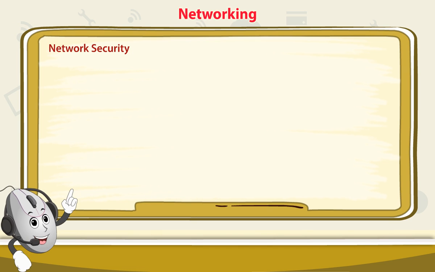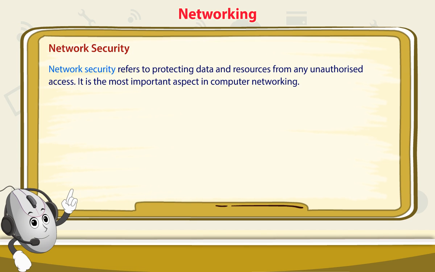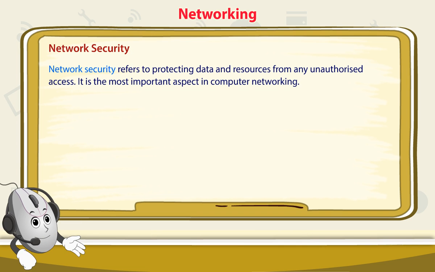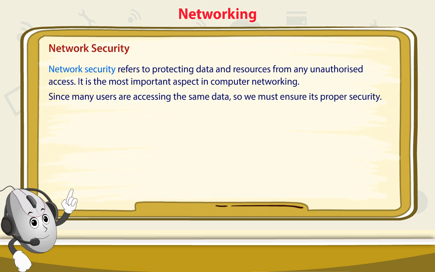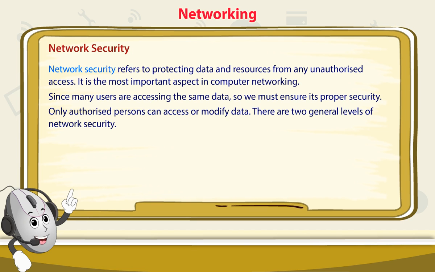Network security. Network security refers to protecting data and resources from any unauthorized access. It is the most important aspect in computer networking. Since many users are accessing the same data, we must ensure its proper security. Only authorized persons can access or modify data.